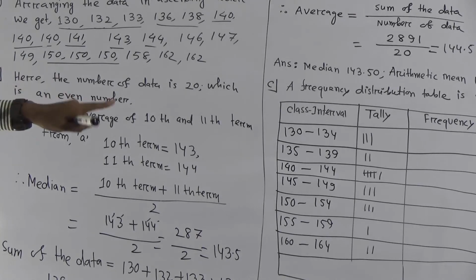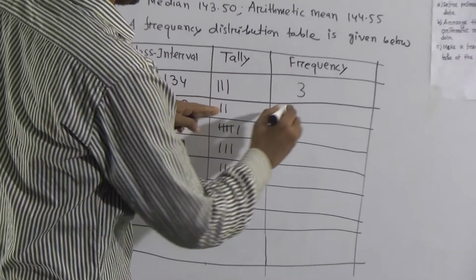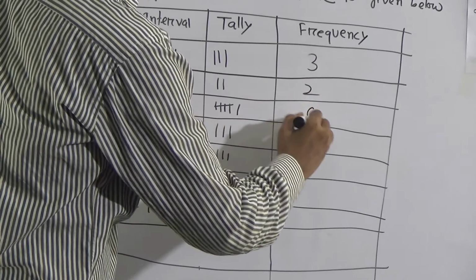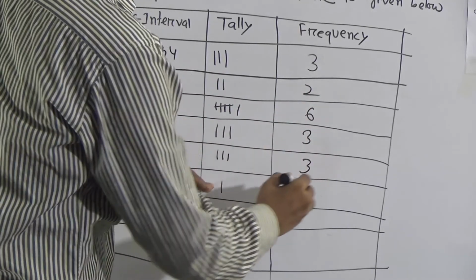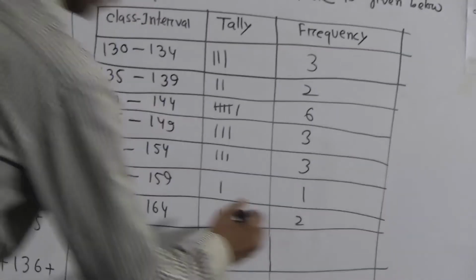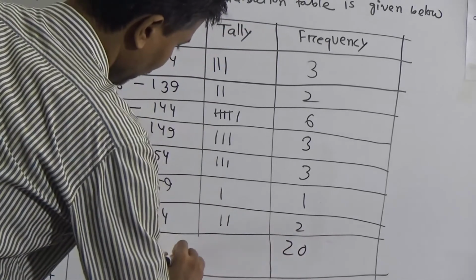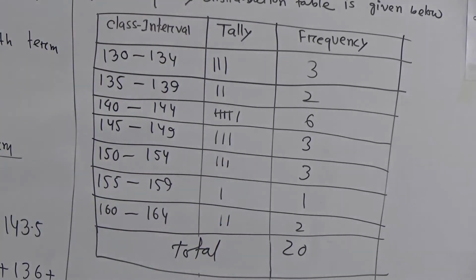That means, dear student, now you arrange that: the first one 3, then the second one 2, then the third one 6, then 3, 3, 1, and 2. Okay. Then count, you got 20 in total. Dear student, now count, then we got 20.